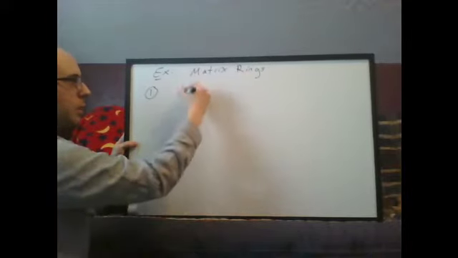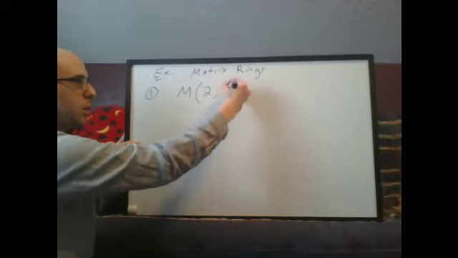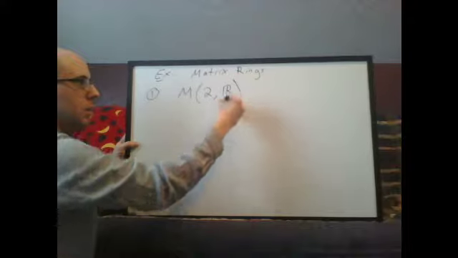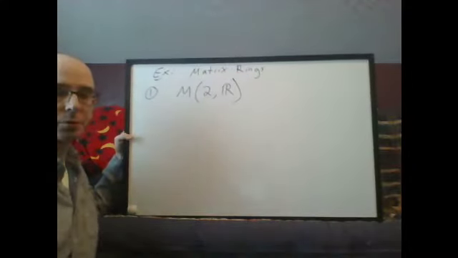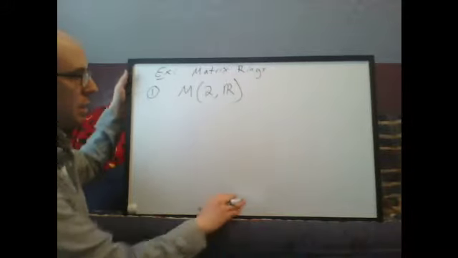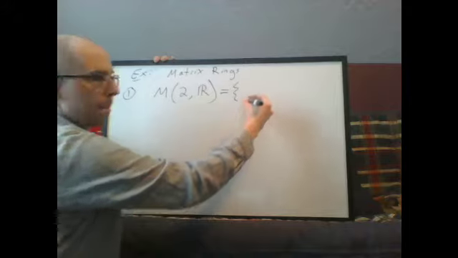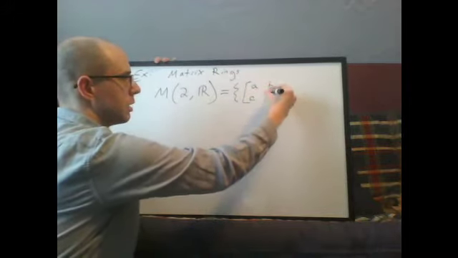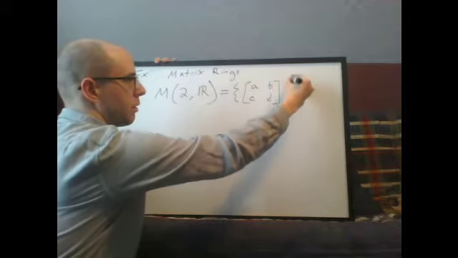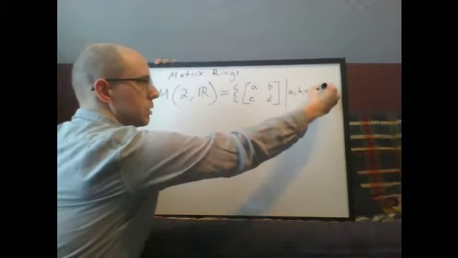So we have our friend M2R, which we talked about a long time ago with our examples of groups. This is the set of 2 by 2 matrices. So A, B, C, D, where A, B, C, and D are real numbers.